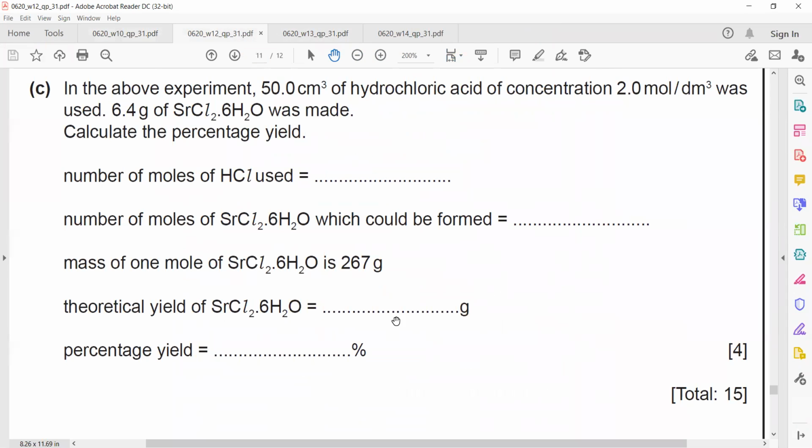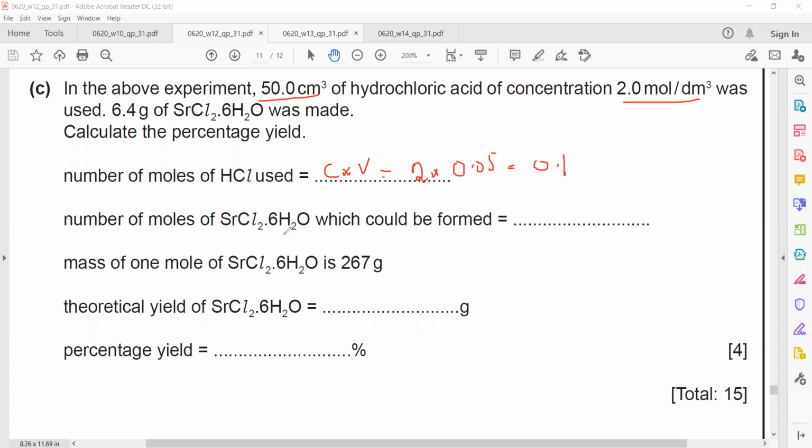Solve this one. 3 minutes left. So number of moles of HCl used. We have 50 cm cube and 2 mole per dm cube. So how to get the number of moles? It's concentration times volume. Concentration is 2 and the volume is 50 cm cube, so it will be 0.05 dm cube. When we multiply, it will be 0.1.